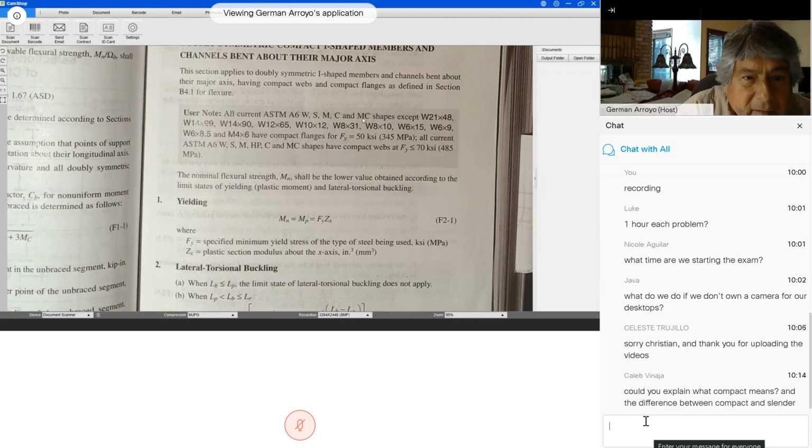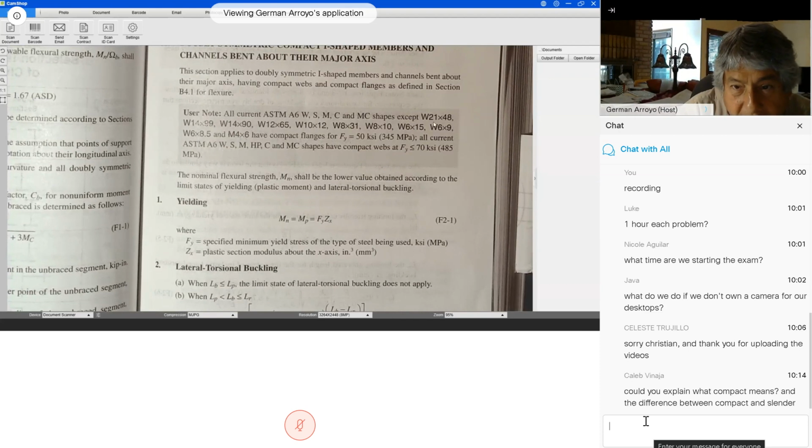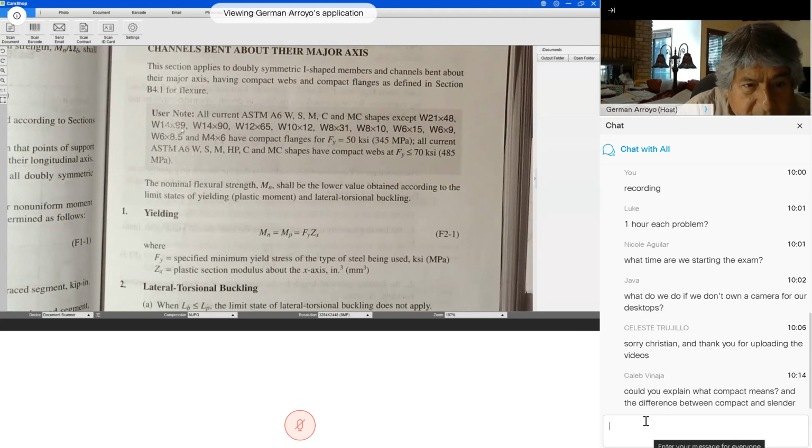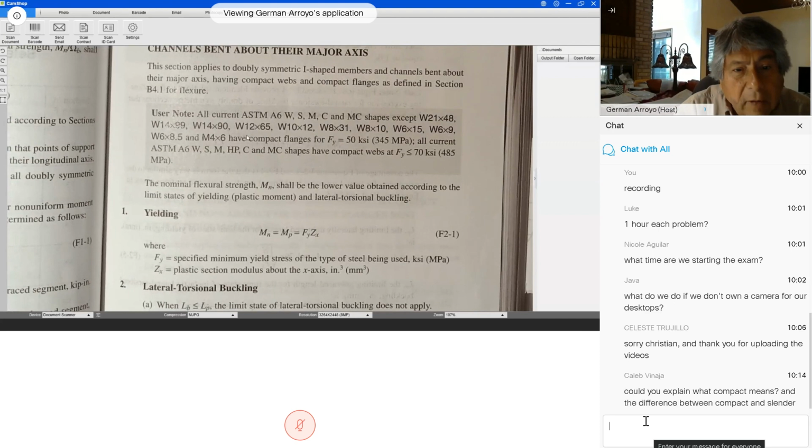Look, it says in here that all the sections in the code, except sections W21x48, W14x99, W14x90, W12x65, W10x12, all of these sections had compact flanges for Fy equal to 50. And all the shapes had compact web for Fy smaller than 70.